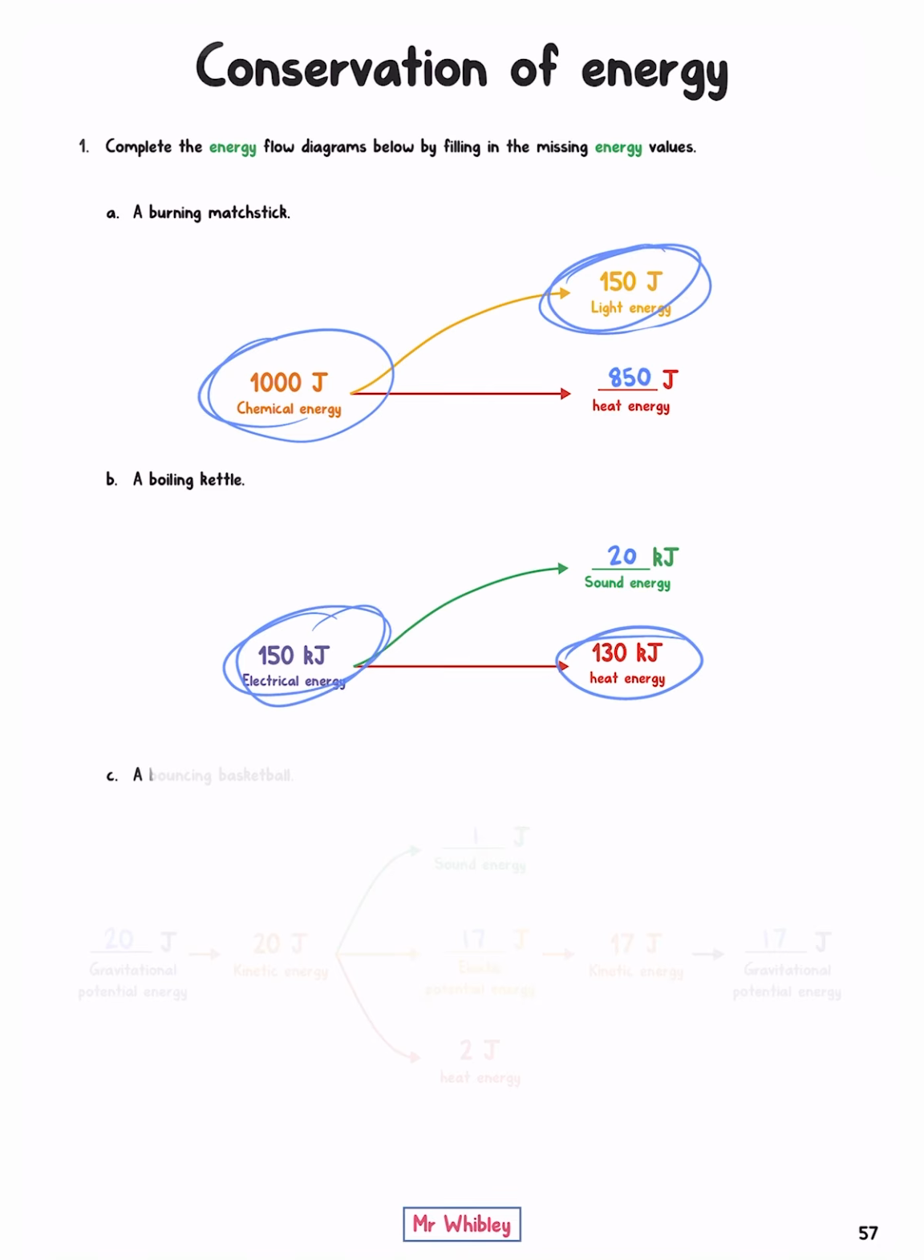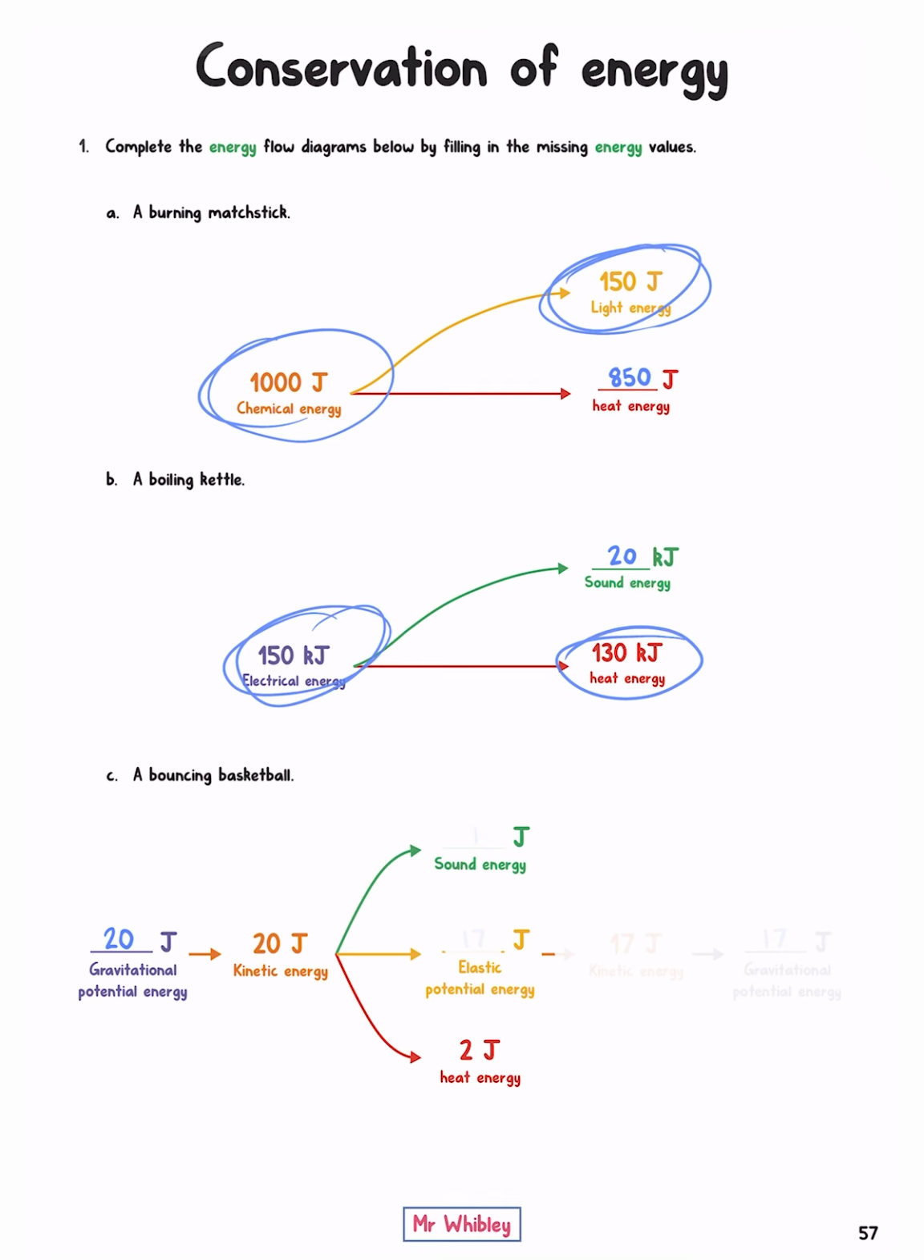Section C has a bouncing basketball, where we start off with some amount of gravitational potential energy, and then as the ball falls, this is converted to 20 joules of kinetic energy. Because energy is conserved, that means our starting energy must have been 20 as well. As the ball bounces, we have 2 joules lost as heat energy, some amount lost as sound energy, and some amount lost as elastic potential energy.